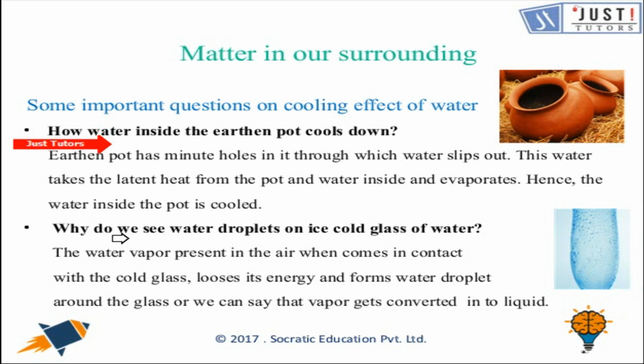And the next question: why do we see water droplets on an ice cold glass of water? When we have ice cold water, the water vapor present in the air comes in contact with the cold glass, loses its energy and forms water droplets, because vapor has higher energy and liquid has lower energy. So when the vapor loses its energy, it becomes water droplets around the glass, or we can say that vapor gets converted into liquid.